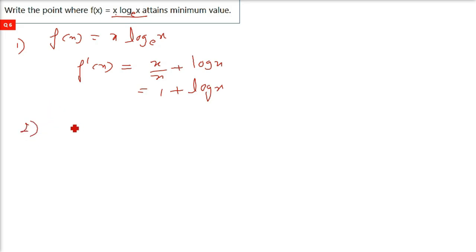Now the second thing is, we have to equate it to 0. When we equate it to 0, it will be 1 plus log x equals 0. 1 plus log x equals 0 means what? Log x is equal to minus 1. Now the base is e. e raised to negative 1 is equal to x.